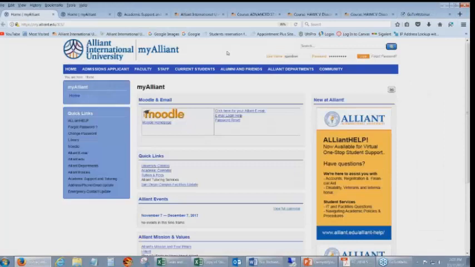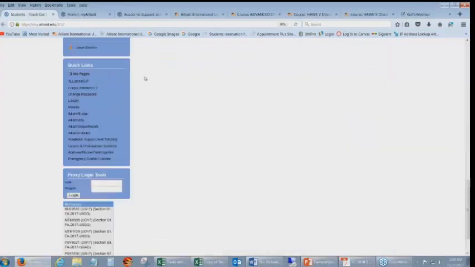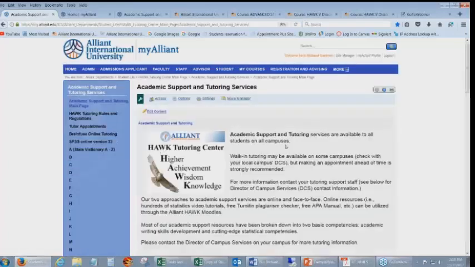When you log in to the My Alliant portal, okay, pay no attention to these. I have God mode, so I can get into almost everybody's webpage. But right here on the quick links, first step, academic support and tutoring. Okay, this is our main support in as few pages as possible. Less is more, right? We don't want to confuse the students with too much information. So here's the main page, academic support and tutoring.